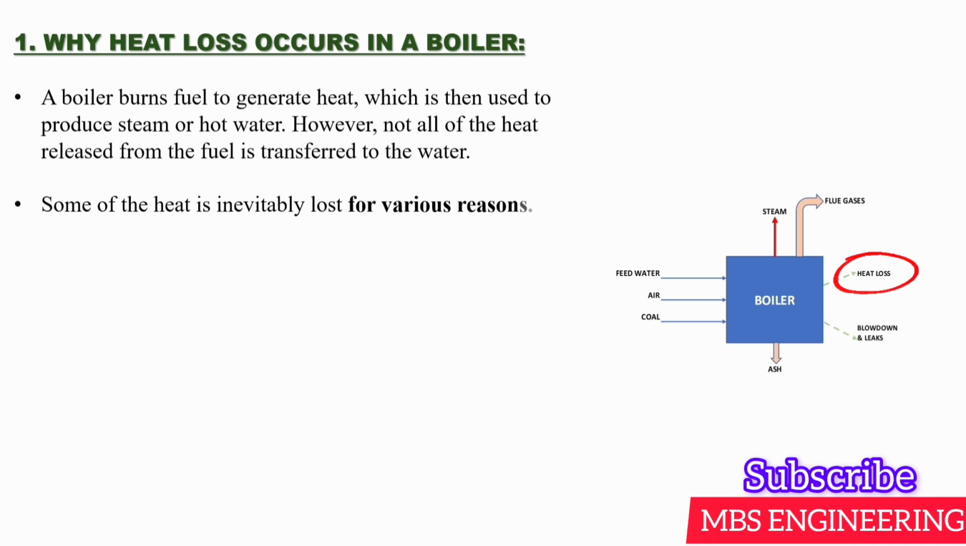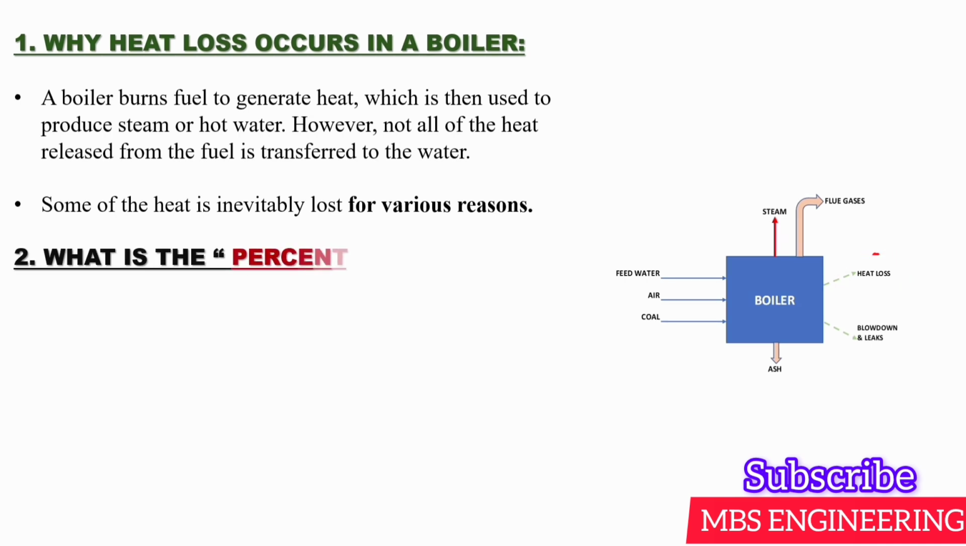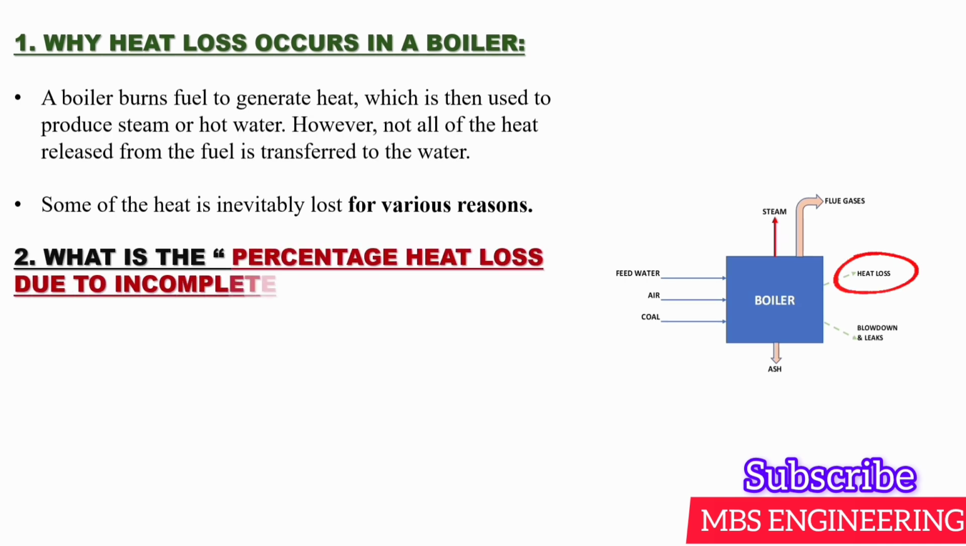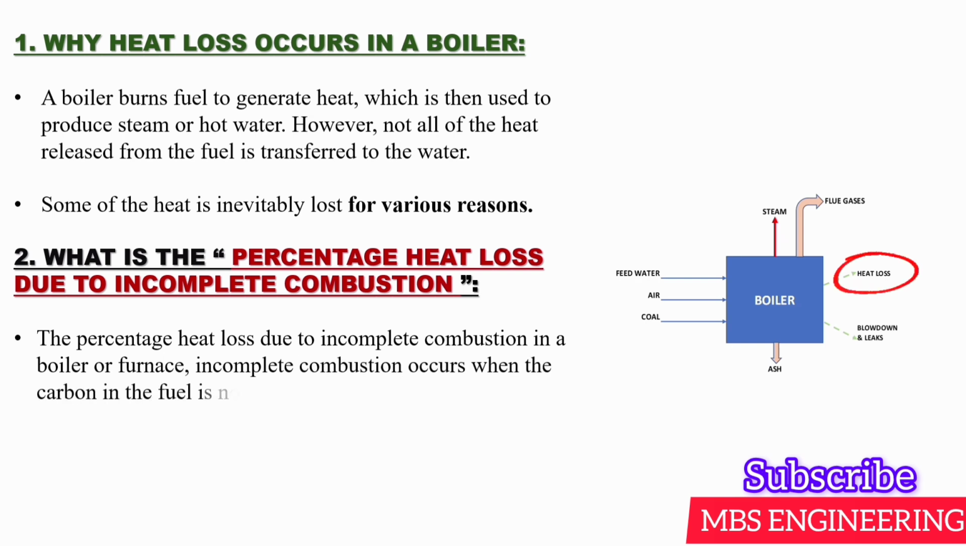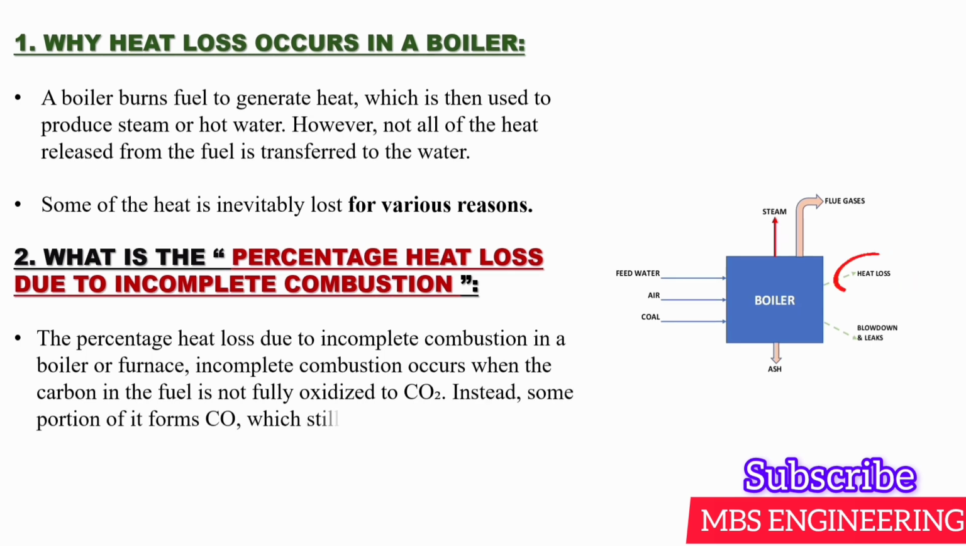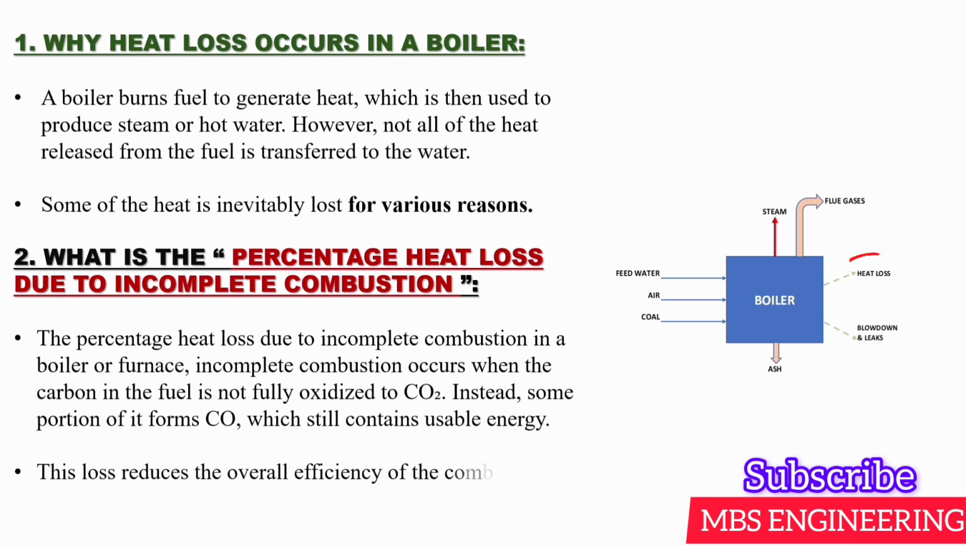Next, we will learn and understand what is the percentage heat loss due to incomplete combustion in a boiler. The percentage heat loss due to incomplete combustion in a boiler or furnace. Incomplete combustion occurs when the carbon in the fuel is not fully oxidized to CO2. Instead, some portion of it forms CO, which still contains usable energy. This loss reduces the overall efficiency of the combustion process.